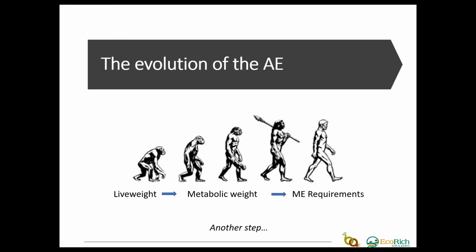So the adult equivalent system has been around for quite some time, and it's always been evolving. Back in the first days of the system, live weight was used to determine the adult equivalent. More recently, it was probably in the 1980s, metabolic weight was used to determine the rating for an adult equivalent. More recently, we've gone to using energy as the way of determining or calculating the rating for an adult equivalent.